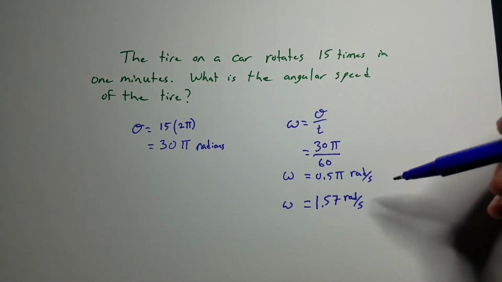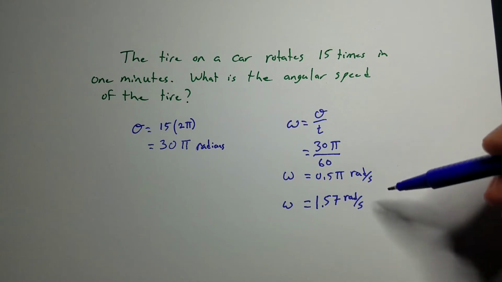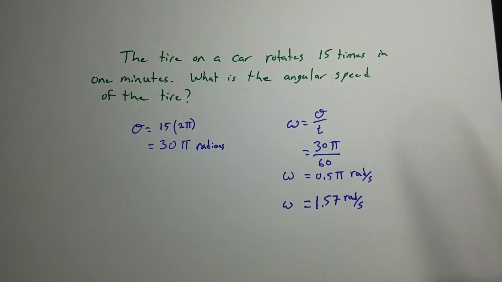As far as which one to use, it depends on what your problem looks like. Sometimes I want it in terms of pi, and sometimes they may not. So either way, all you have to do is multiply by 3.14, or pi if you've got that button on your calculator. Let's take a look at one where there's some acceleration going on.